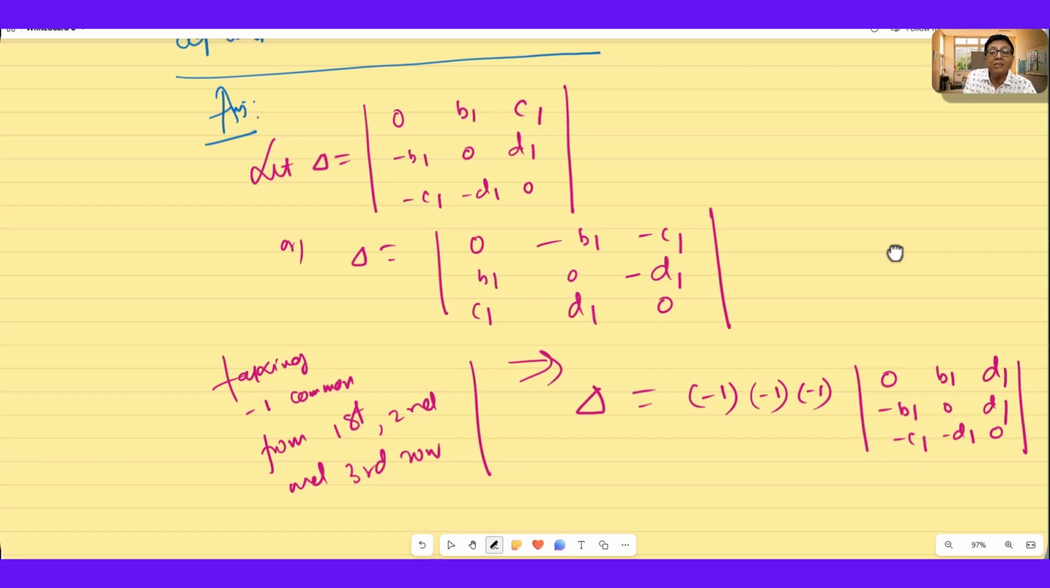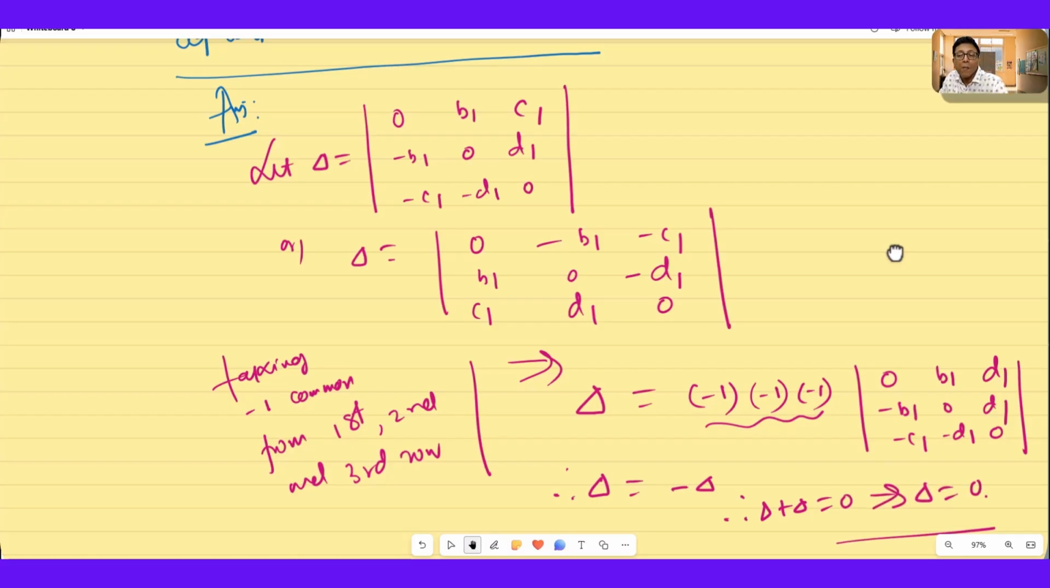See, we got the same determinant back. So delta is going to be what? Product of these 3 minus 1s is minus. Therefore delta plus delta equal to 0. This implies delta equal to 0. We'll always use theorems or properties in our following examples frequently whenever required. Okay? Let us see the next one.